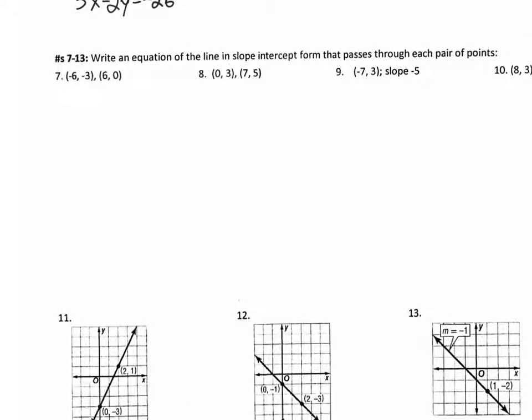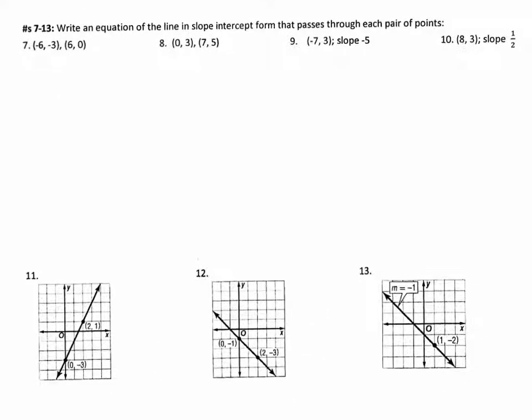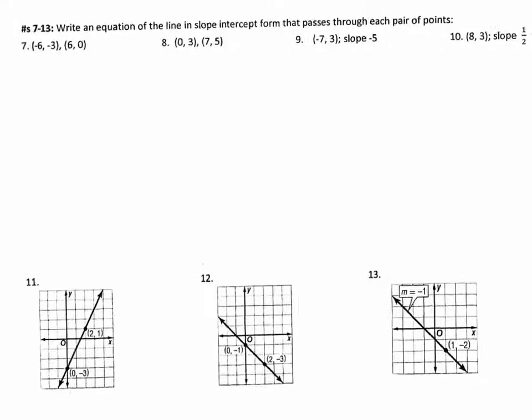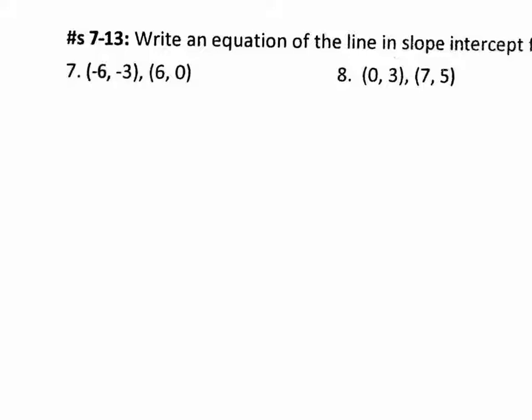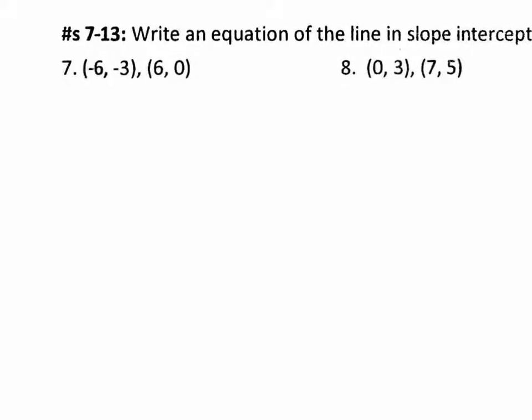Right here, 7 through 13, this whole section is the biggest section of the test. It says, write an equation of the line in slope-intercept form that passes through each pair of points. So I'll do one of these guys, 7 or 8. I'll do 7. 7's a little bit more challenging than 8.